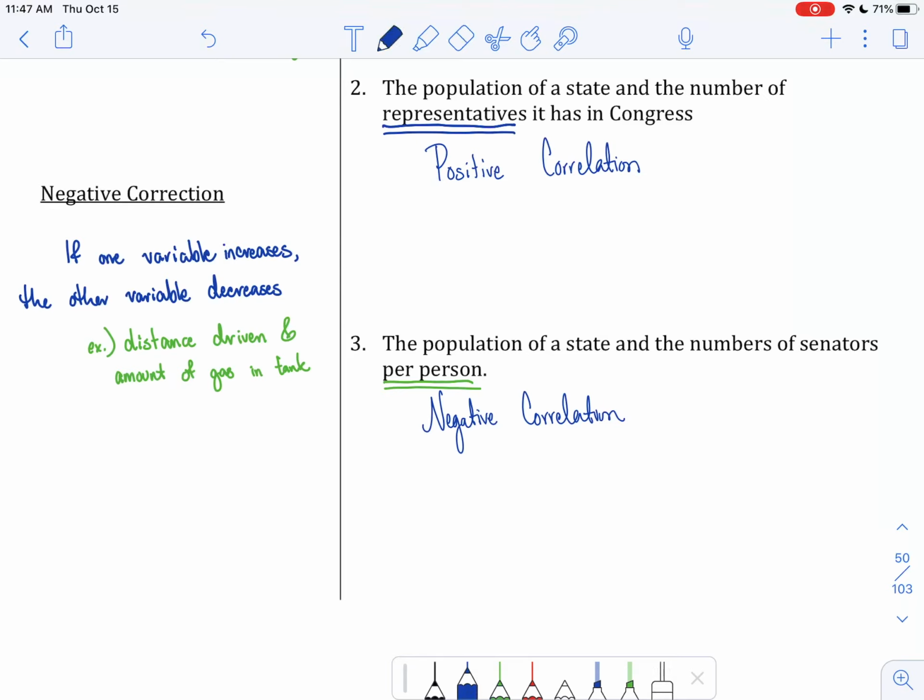And what that means is you still only have 2 senators for every state, but when you divide them by a number of people, if you divide them by a larger number, the bigger the number in the denominator of a division problem, the smaller it gets, right? So if we increase what we divide by, that means that we decrease the answer. So this one is, if this is increasing, then the answer is decreasing, meaning it has a negative correlation.